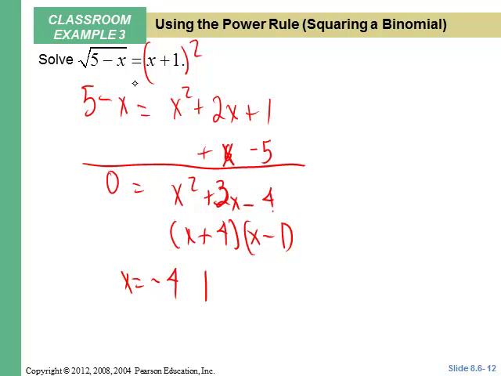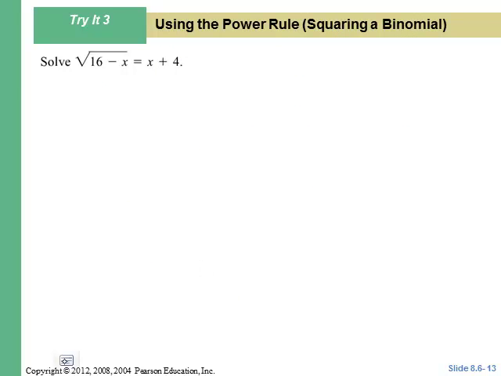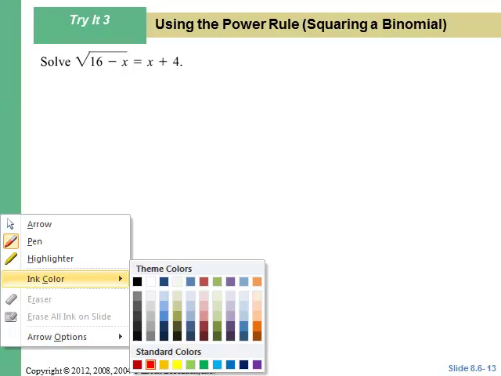5 minus negative 4 is the square root of 9. Negative 4 plus 1 is negative 3. Notice you got a negative sign there, so that means this one doesn't work. 5 minus 1 is 4. 1 and 1 is 2, so this one does work. Okay, you do this one. I'm going to change pen colors.